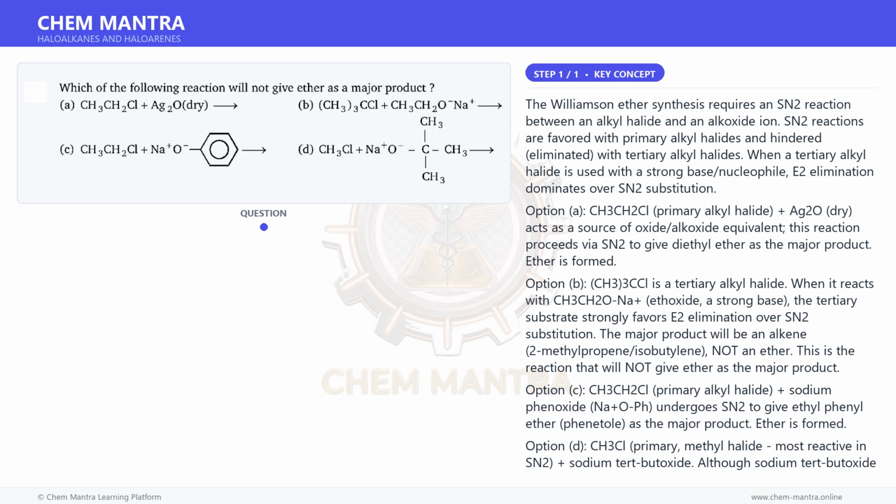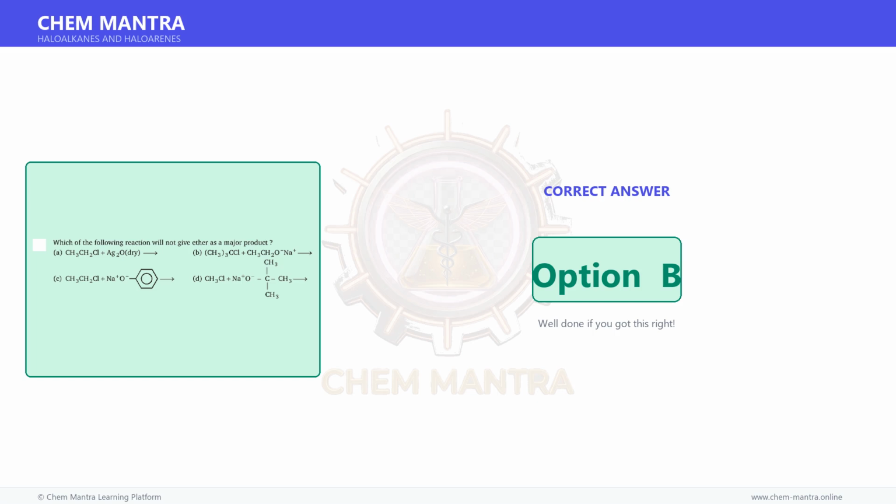Therefore, option B is the reaction that will not give ether as a major product because the tertiary substrate, (CH3)3CCl, undergoes preferential E2 elimination with the alkoxide base. Therefore, the correct answer is B. Therefore, the correct answer is option B.